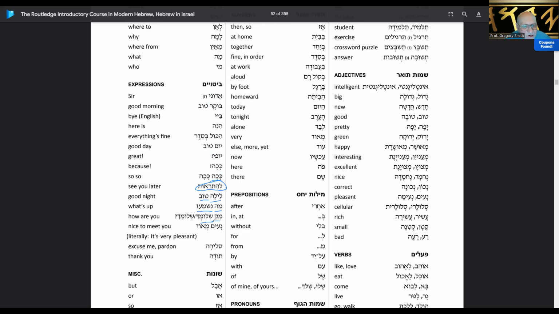Ma shlomkha or ma shlomekh, how are you? So in other words, literally it says, what is your peace? It's like asking you to define your peace or define your wholeness. Ma shlomkha or ma shlomekh. If you're asking a girl, you would say ma shlomekh, how are you? Na'im me'od, nice to meet you. Literally, it's very pleasant, okay? Slicha, look at that. Excuse me or pardon me. Toda, thank you. All right, so those are expressions.